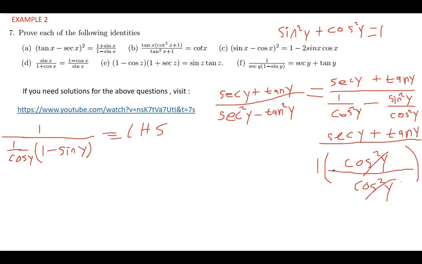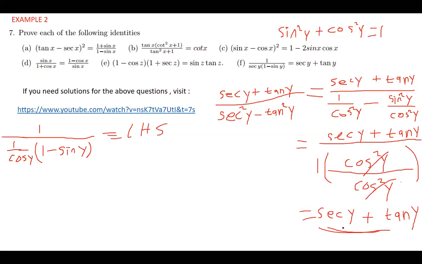meaning the denominator will remain as 1. When you divide this cos squared y into cos squared y, you remain with 1. And then 1 into sec y, you get your answer to be sec y, and plus 1 into tan y, you get your answer to be tan y. I hope the one who asked the question is happy now because you've solved it. And this is how you prove your identities.